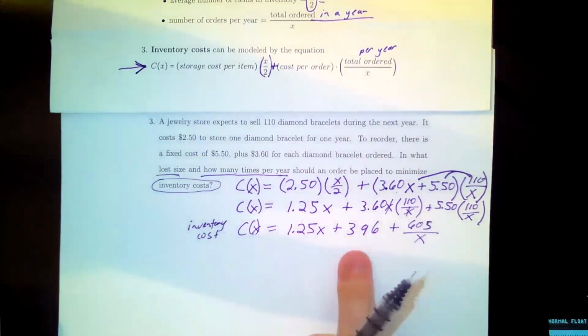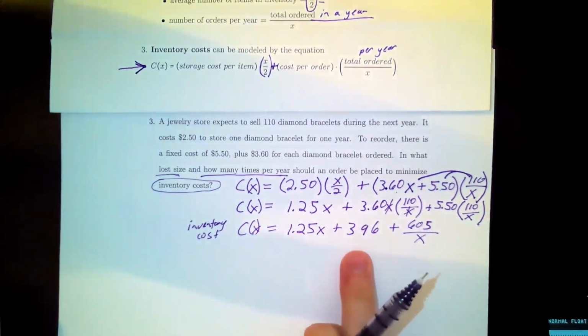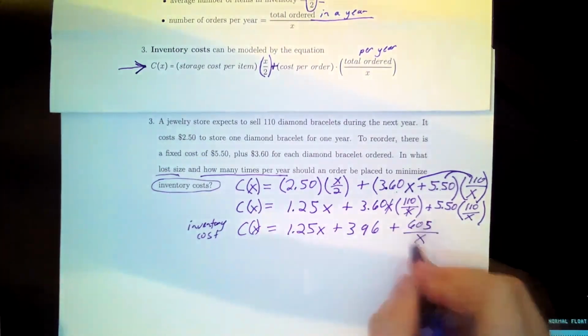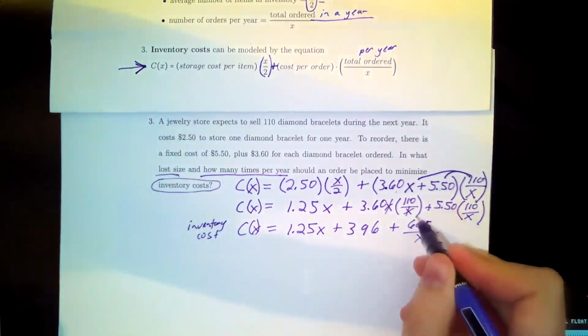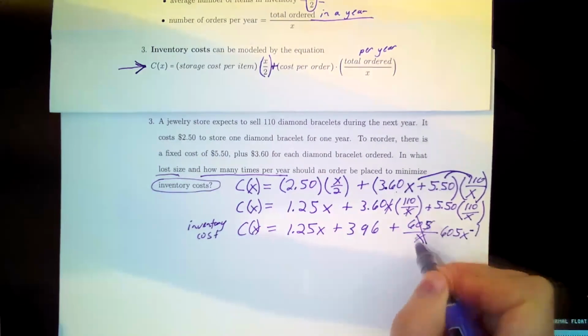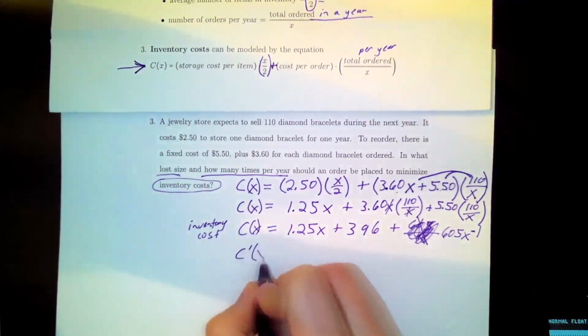And I'm supposed to minimize that, which means I need to find its critical number, which means I need to take the derivative. So let's prep this thing real quick. I'm going to take this term and make it look like 605 x to the negative 1. That's a better way of writing that term when I'm about to take the derivative of it. So let's take the derivative.